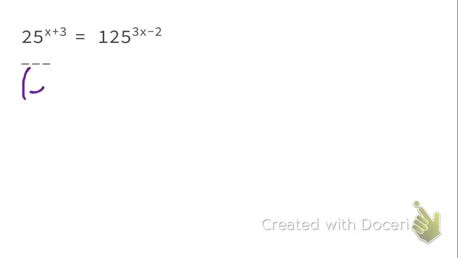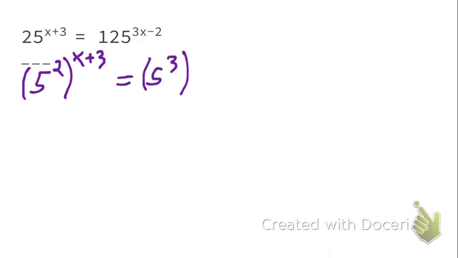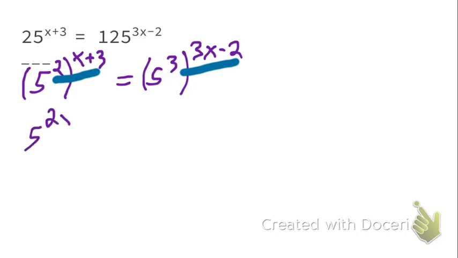So these are both powers of 5, so you can rewrite 25 as 5 squared. So we rewrite 25 to the x plus 3 power as 5 squared to the x plus 3 power equals 5 cubed, because that's 125, to the 3x minus 2 power. So this is a power of a power right here and a power of a power right here. So we're going to multiply. So we have to make sure we distribute. So this becomes 5 to the 2x plus 6 power and equals 5 to the 9x minus 6 power.